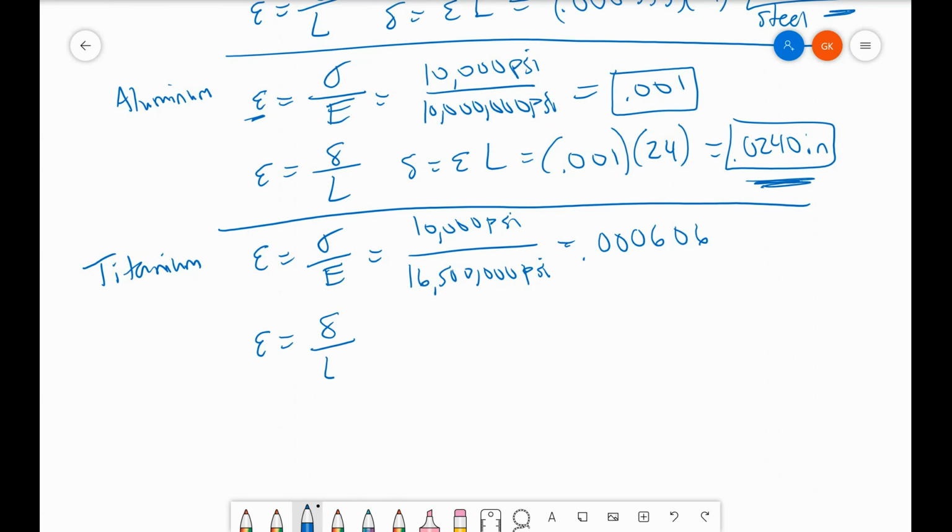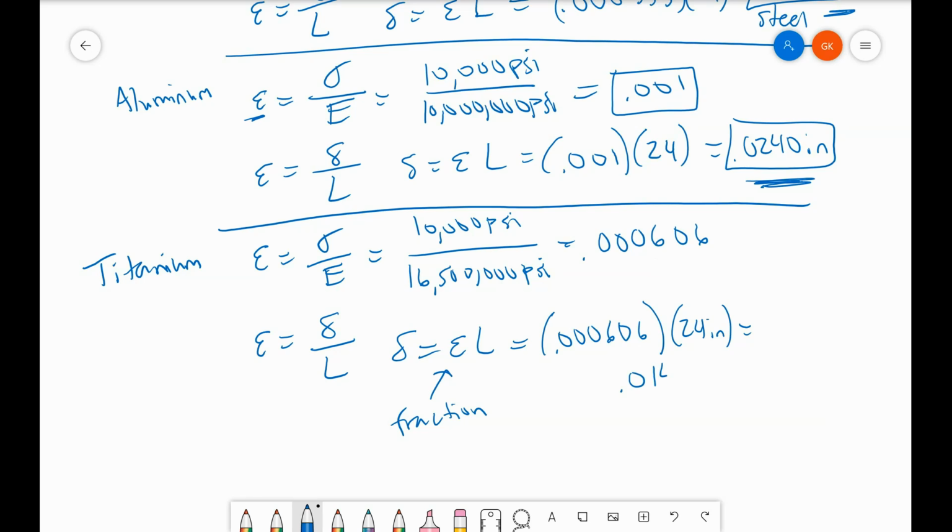And we further get that the strain is equal to the elongation over the length, or we rewrite that as the elongation is equal to the strain times the length, because the strain is a fraction. So that will be equal to 0.000606 times 24 inches, and that comes out to be 0.01454 inches. A little bit less than half.